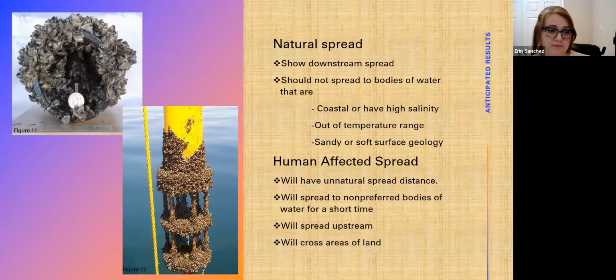The human affected spread should show unnatural spread distance, meaning they caught a ride on a ship. It should also show spread to unpreferred bodies of water for a short time, like the Mississippi Delta, where there were only counts for 1 year. The human affected spread should also show zebra mussels that travel upstream or those that cross areas of land.